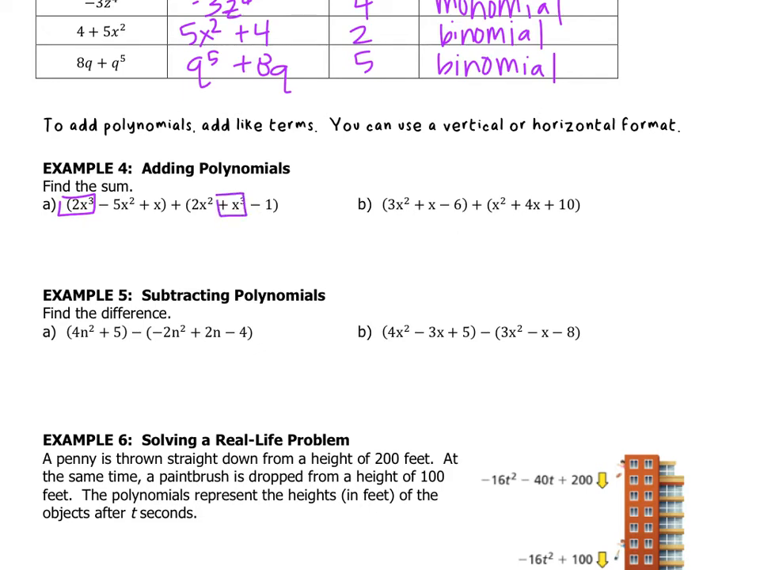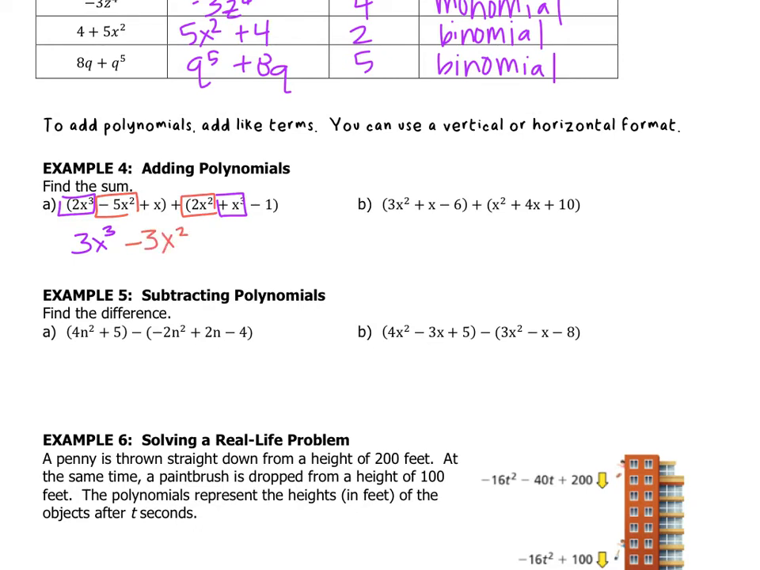So when you add them, right, because that's what the question is asking us to do to find the sum, you would get 3x to the third because you have 2x to the third plus another x to the third. So now let's find another term. So we've got negative 5x squared. Do we have any other x squareds? Yeah, we do right here. That's positive 2x squared. So that gives you negative 3x squared.